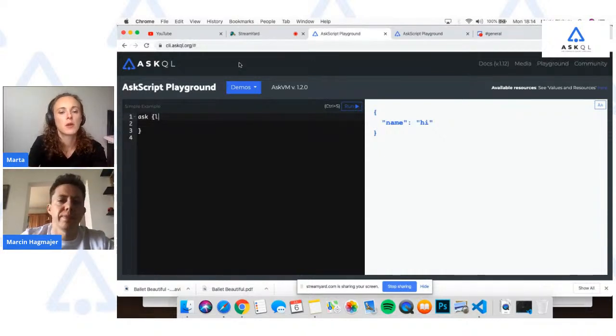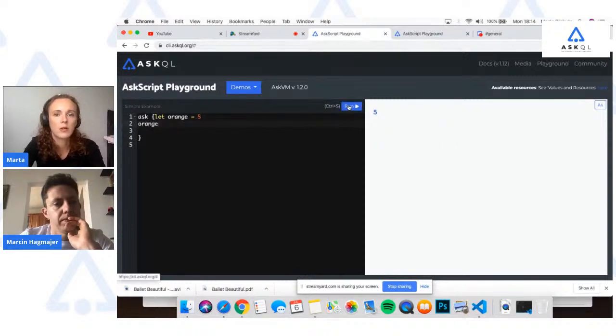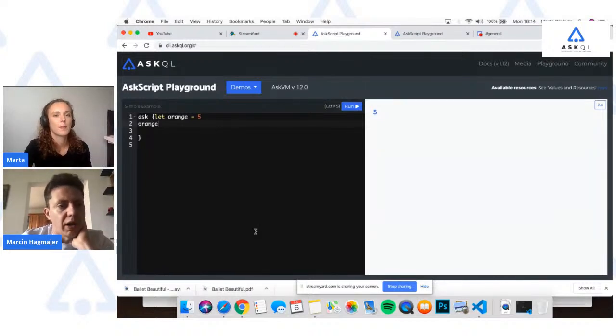Okay, so what happens if we assign orange equals 5, right? And then we ask for orange. Will that work? Yeah. Okay. So in your program, orange has always been a value, because it was assigned the value 5 at its creation, and then on the second line you asked what the value was by referencing the name of the thing. At the time, orange was a value, so you got the value.